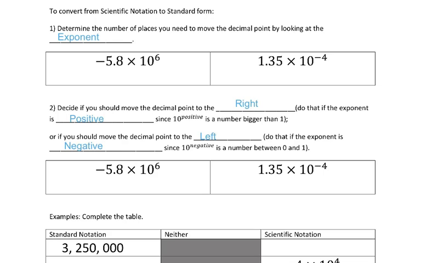Alright, so we are ready to write the answers. So for this first one, -5.8 times 10 to the 6th, the 6 tells us move it 6 times, and since it's positive, we're going to move it to the right. So we're going to take this decimal point, and we're going to move it to the right 6 times. 1, 2, 3, 4, 5, 6 times.